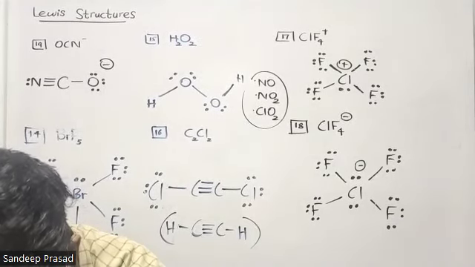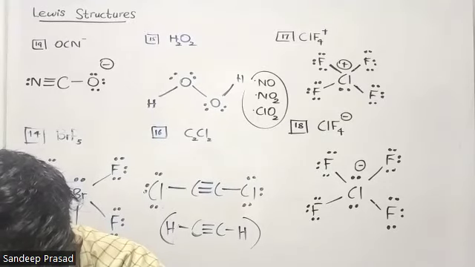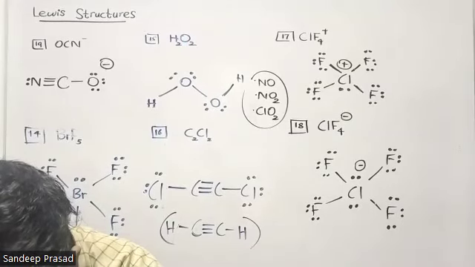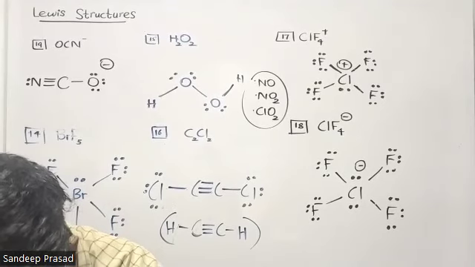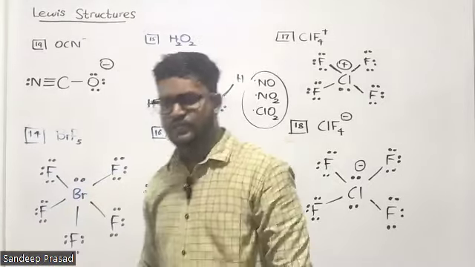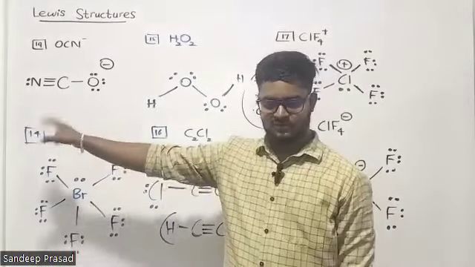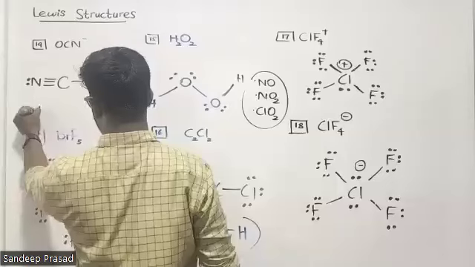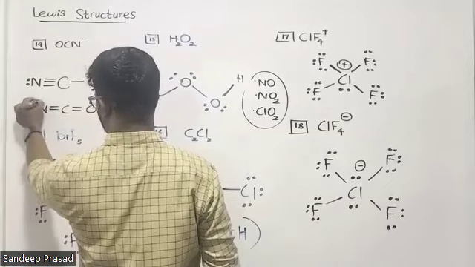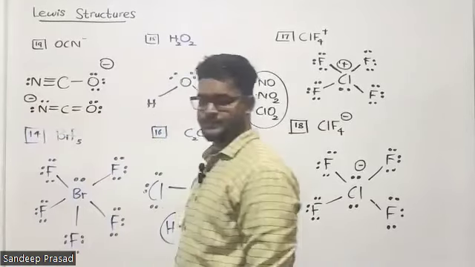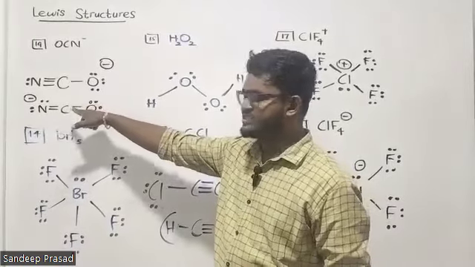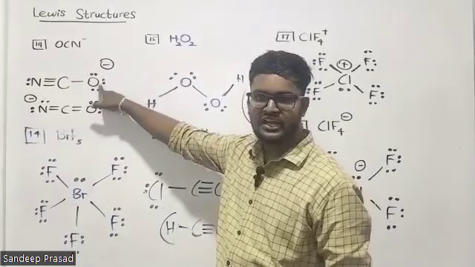So why is the oxygen-nitrogen double bond with carbon not acceptable? No, I didn't tell you that it is not acceptable. It is acceptable, but I'm telling you the most acceptable one. Now, nitrogen-oxygen double bond. Nitrogen is having a negative charge, and here oxygen is having a negative charge.